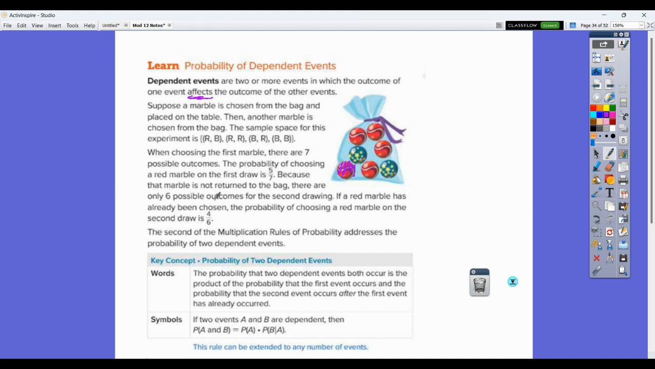If a red marble has already been chosen, the probability of choosing a red marble in the second draw is 4 out of 6. So there are 4 red marbles out of 6 total in that case.